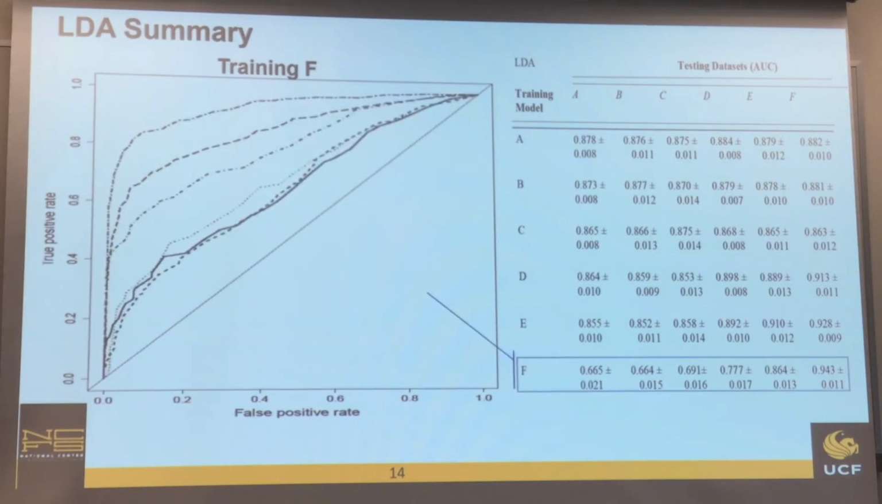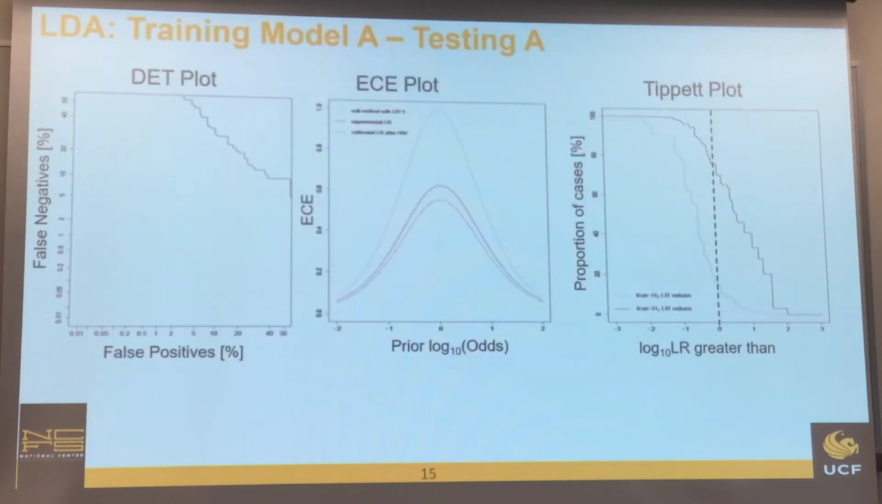However, when you use training F as the model, not only do you get a large variance between each testing data set, but you even get really low area under the curves, as low as 0.664. Once again, that could be attributed to the fact that population distribution F only contained 50% gas in its model, and so it might not be representative of the other testing data sets.